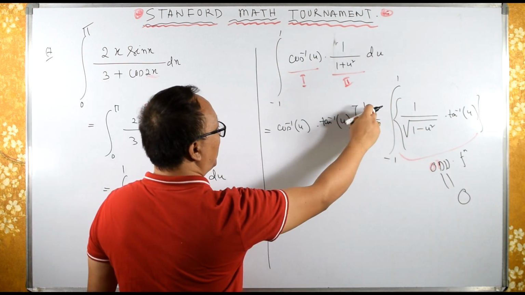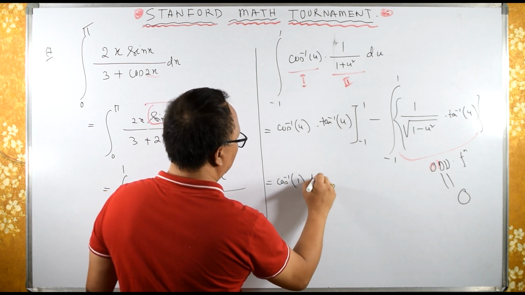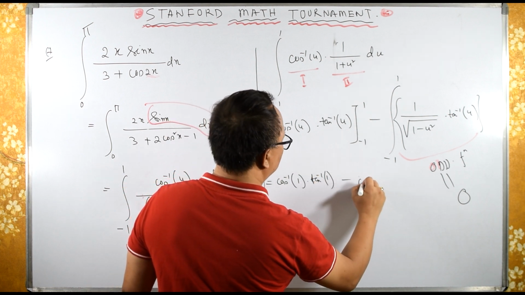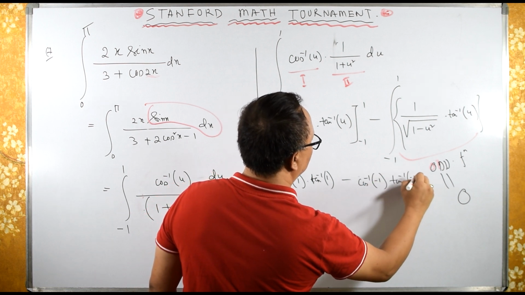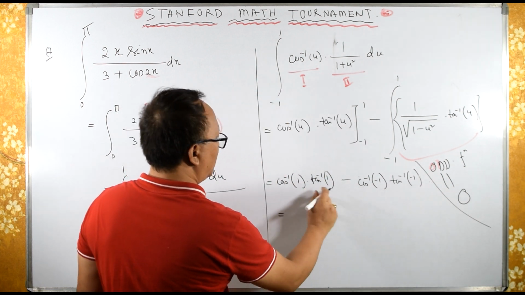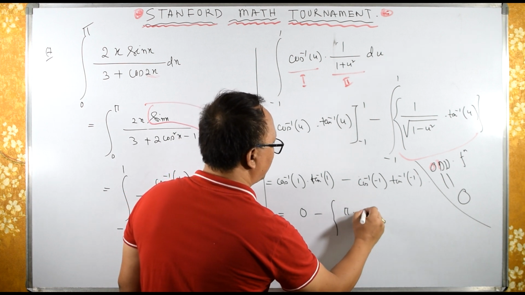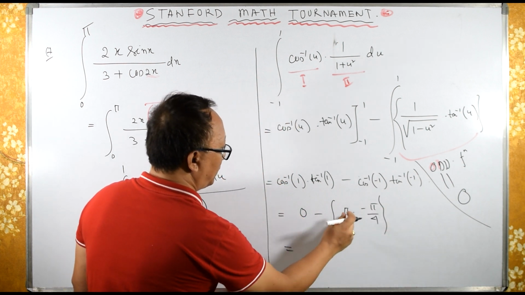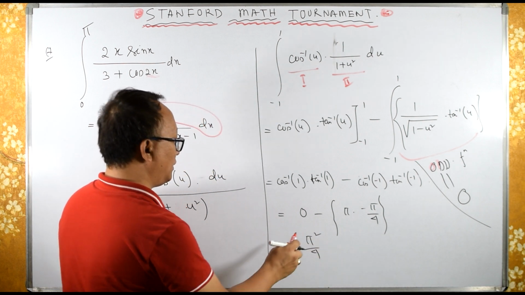Now let's substitute upper limit minus lower limit. This is the same as cos inverse 1 into tan inverse 1, upper limit, minus lower limit, cos inverse minus 1 into tan inverse minus 1. Cos inverse 1 is how much? 0. Minus, cos inverse minus 1 is pi, into tan inverse minus 1 which is minus pi by 4. So here minus minus becomes plus, pi into pi by 4 is pi square upon 4. So this is the required answer.